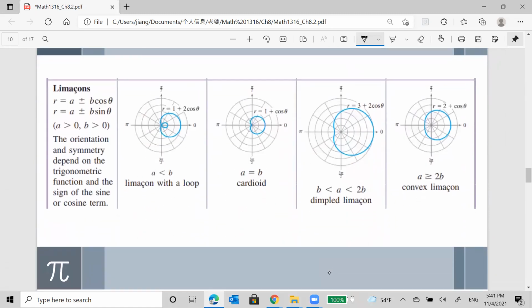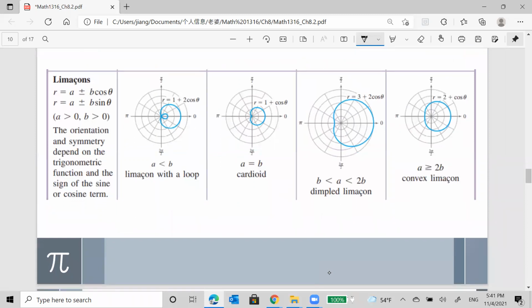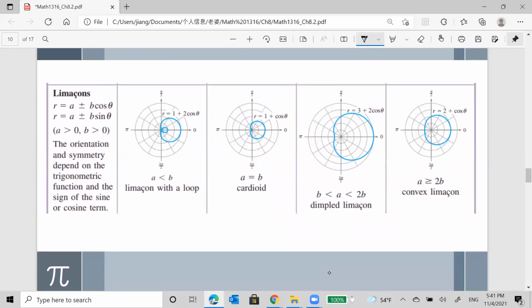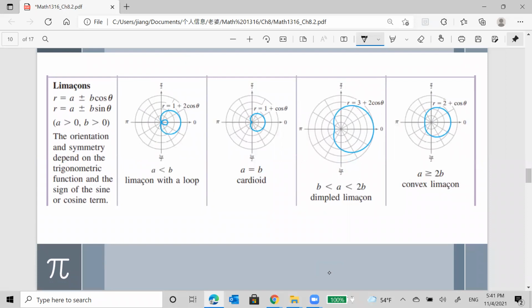Okay, let's see the limaçon. I'm not sure I have time. I'd better stop. I will record another one, but let me talk a little bit about limaçon. The limaçon's form is r equals a plus or minus b times cosine theta, or r equals a plus or minus b times sine theta. The limaçon's shape is like this, and this.